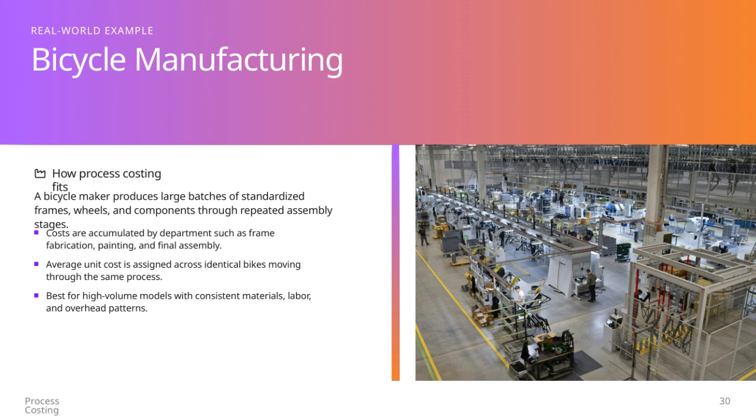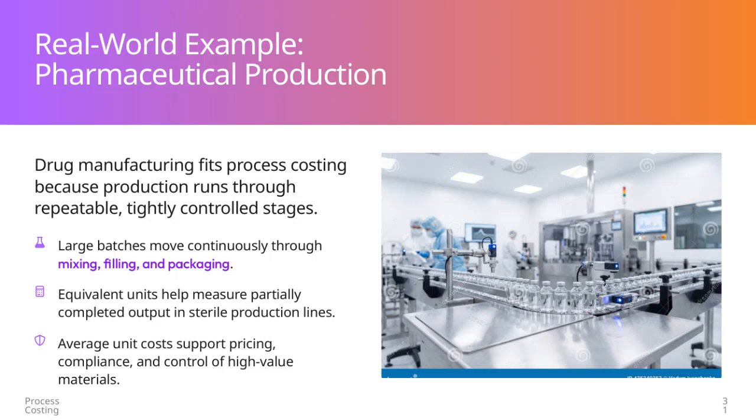Then, an average unit cost is assigned to each identical bike as they move through the production process. This approach works best for high-volume products where materials, labor, and overhead remain consistent. To put it simply, process costing helps companies efficiently track costs when producing many units of the same type, like in bicycle manufacturing.